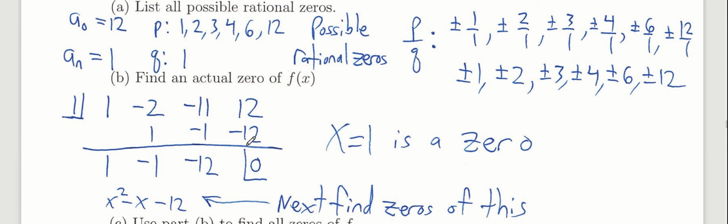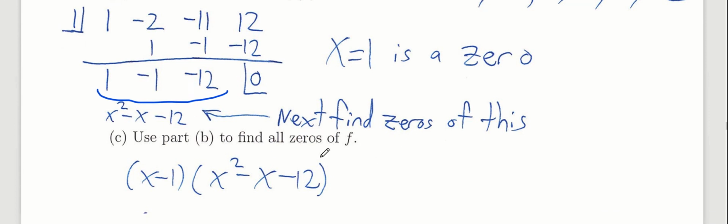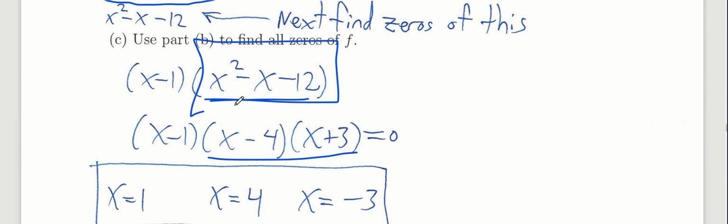Once you're able to find one, then to find the remaining zeros, you just work on the resulting quotient, which in this case would be x squared minus x minus 12. And then you can continue to find the zeros of that. Here it's lucky when we get down to a quadratic that you can either factor it or use the quadratic formula once you're able to whittle it down and get to a quadratic.